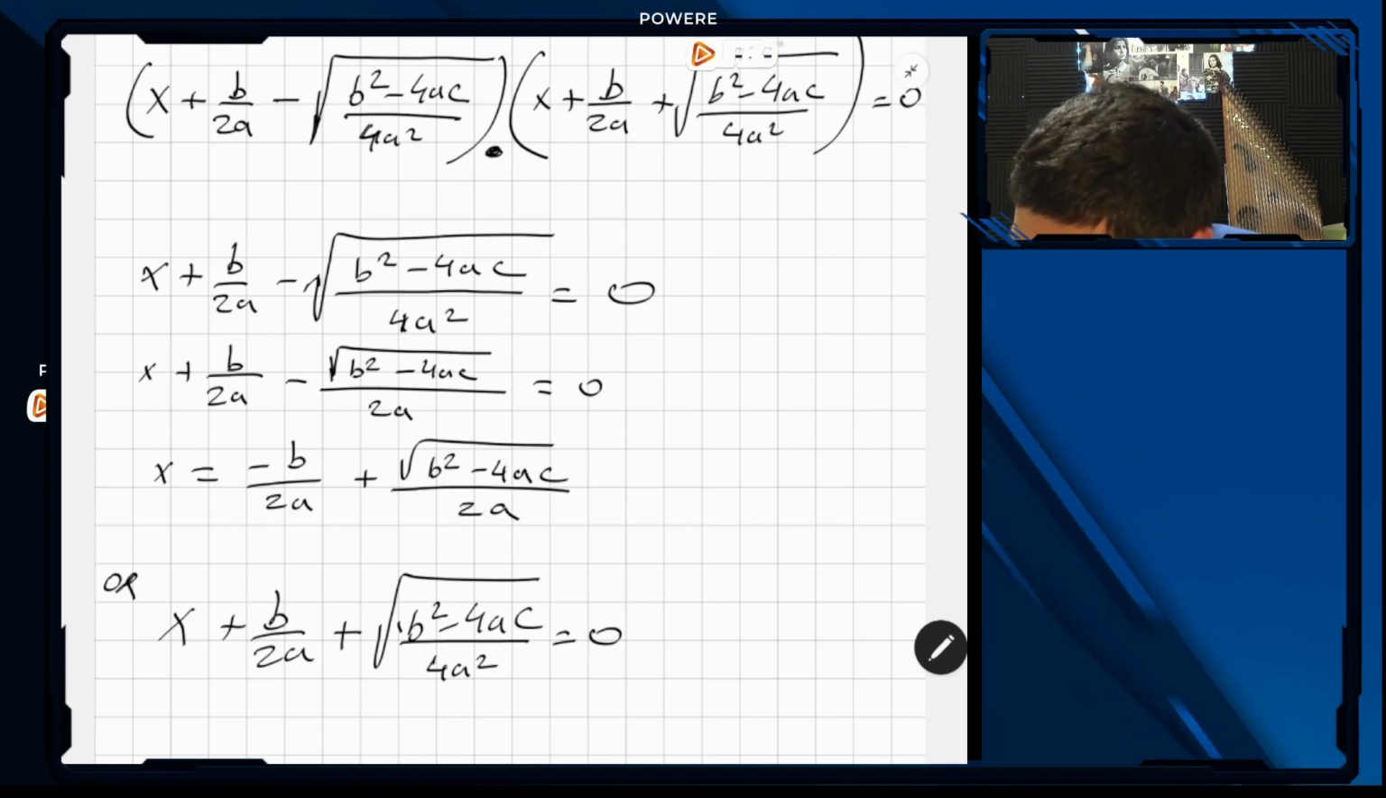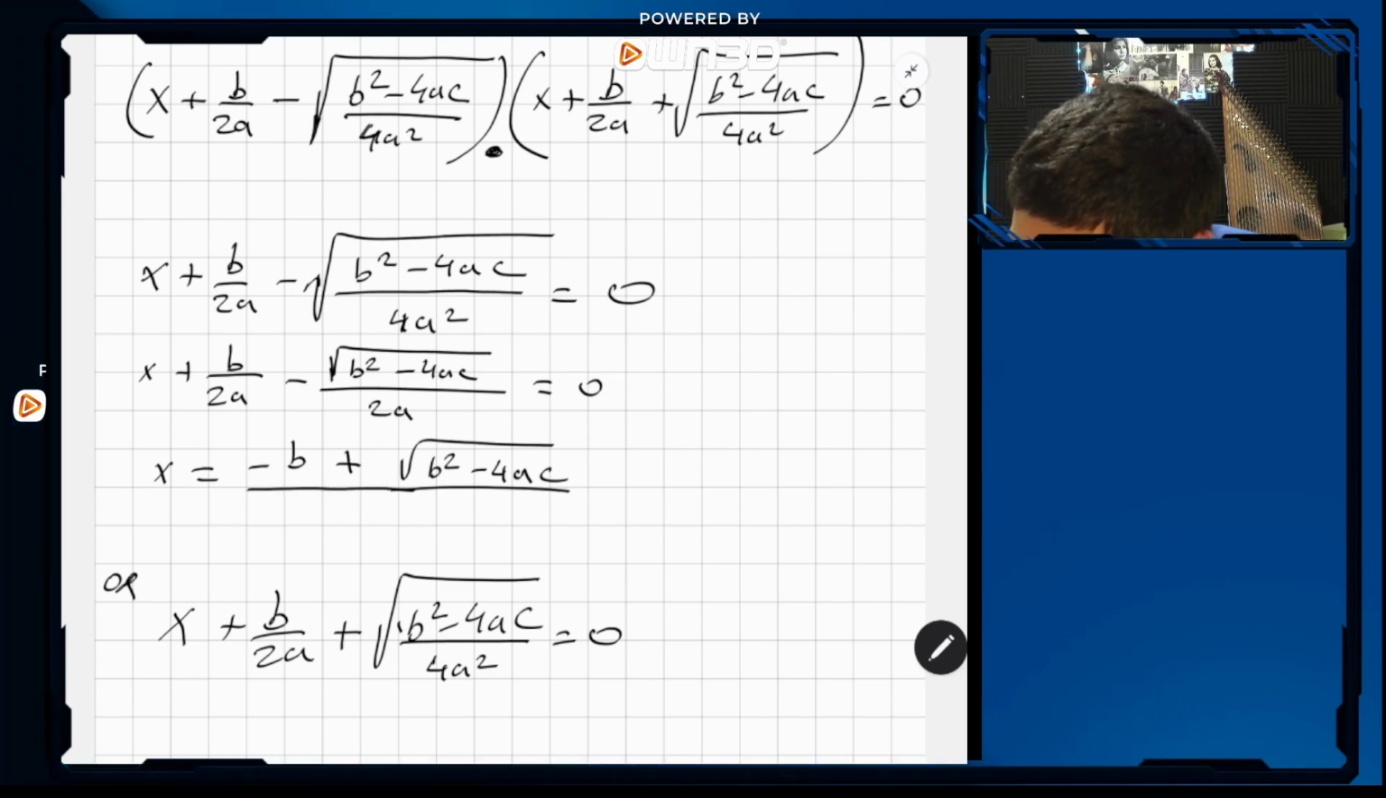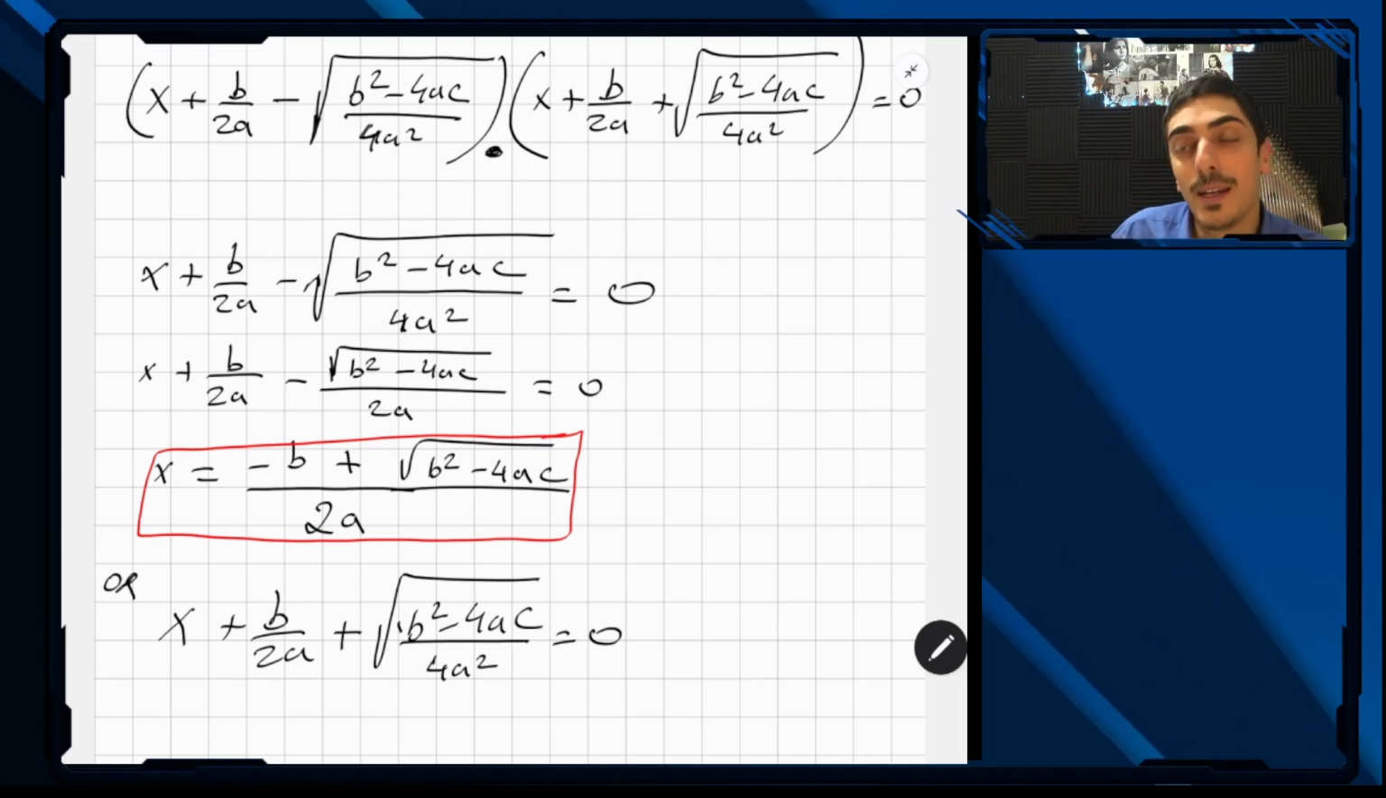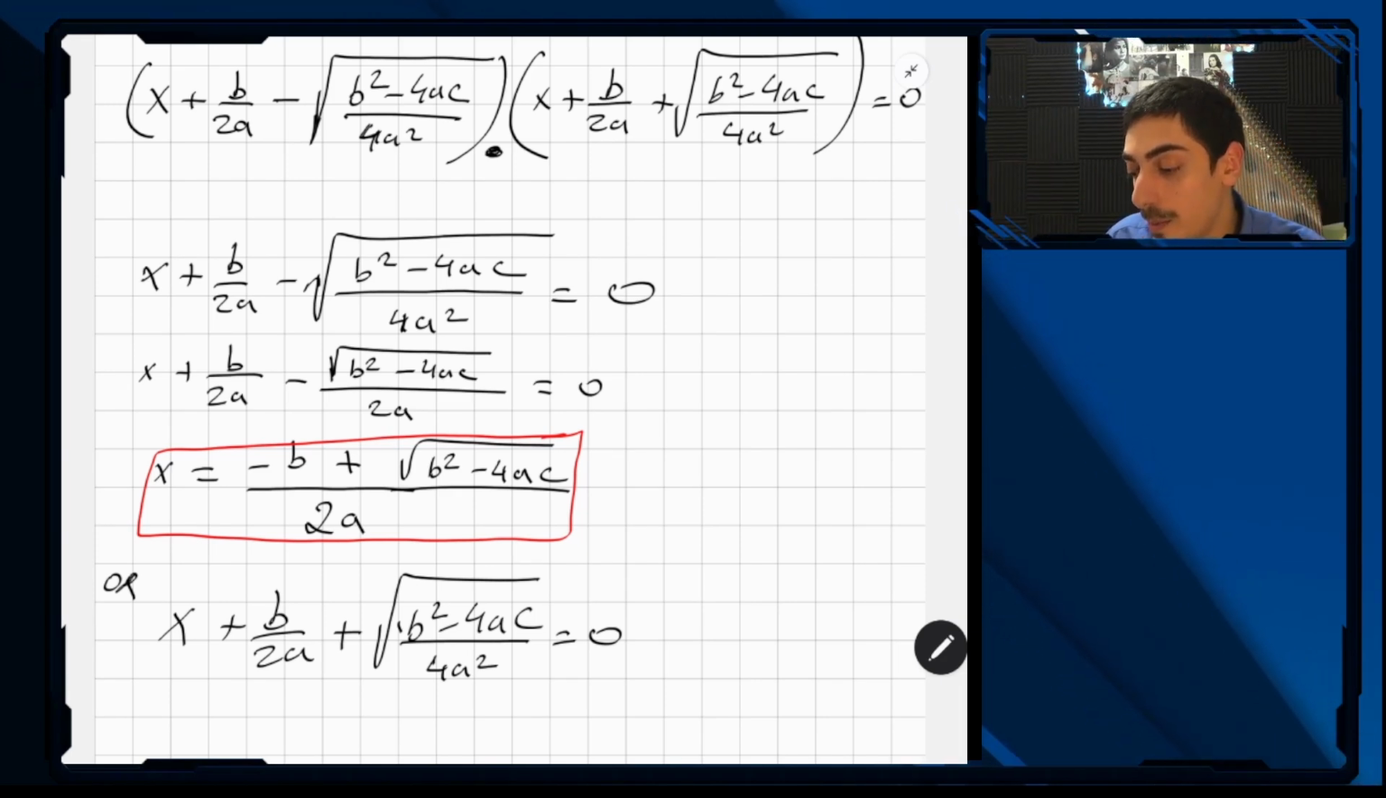And of course, because I have the same denominator, I can write them under the same fraction. And now it looks like the thing you remembered. Let me actually put it in red. Now it looks like the thing you remember: x equals minus b plus the square root of b squared minus 4ac, over 2a.